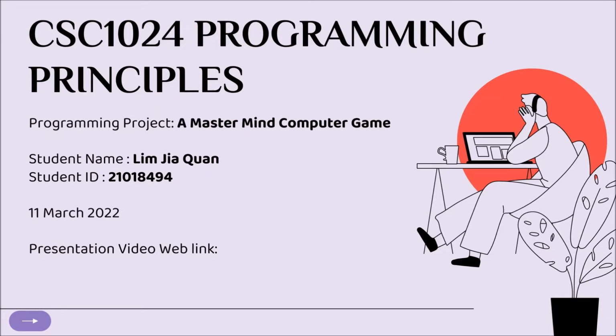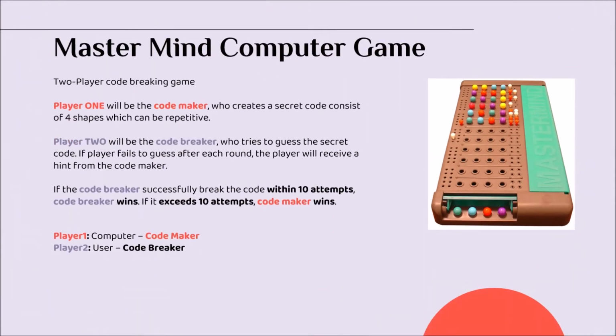CSC 1024. If you haven't heard of the game Mastermind, it is known to be a two-player code-breaking game where player 1 is the code maker and player 2 is the code breaker. If the code breaker fails to guess the code after each round, the code breaker will receive a hint. The code breaker is given only 10 attempts to break the code.